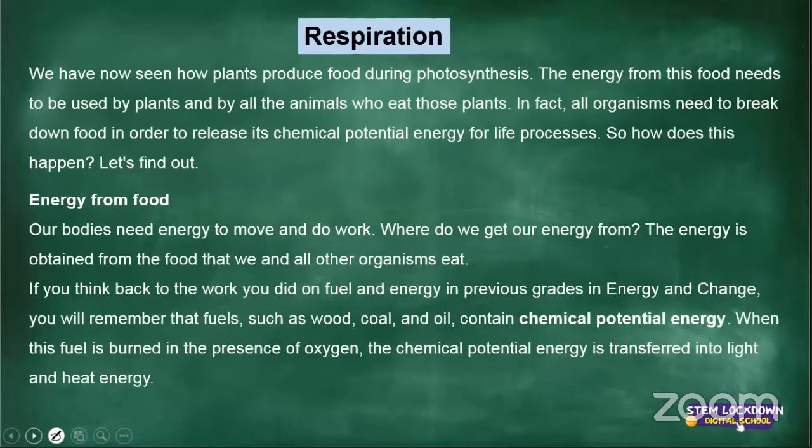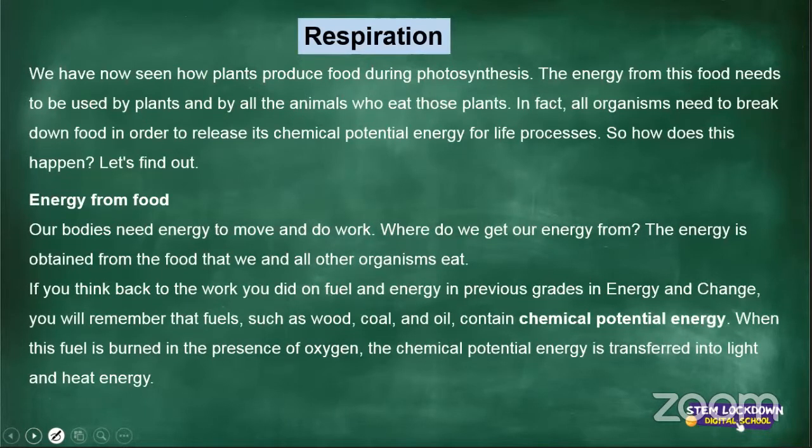Now, respiration. We have now seen how plants produce food during photosynthesis. Now the energy from the food needs to be used by plants and by all the other animals who eat these plants. In fact, all organisms need to break down food in order to release some kind of chemical potential energy for their life processes. So let's find out what happens.